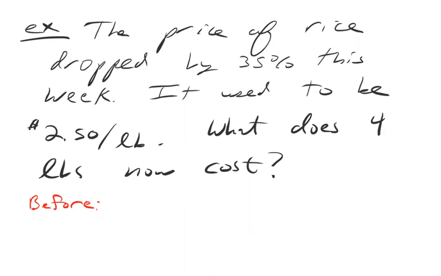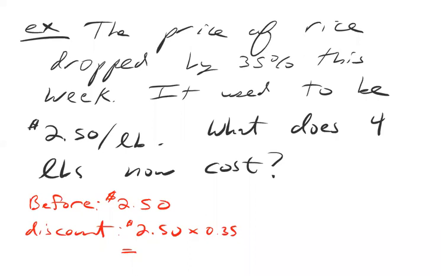So if I could do the before, I could say it was just 250 cents. We'll just do it by pound for now. Then at the end, we'll multiply by 4. Then the discount, for 1 pound, would be $2.50 times 0.35. Let me get that figured out. 2.5 times 0.35 is $0.875. Normally you round that to 88, but let's just leave it as it is so we don't have rounding error.